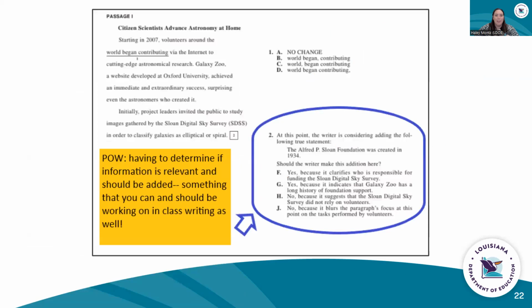Let's look at some examples. There we go. I had to get on the right slide. A couple of examples of production or writing questions. Again, these should be familiar, but I want to remind you what they look like. These are the ones that have actual questions attached to them, unlike CSE.